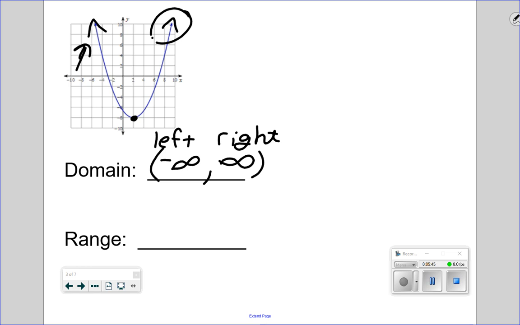It can be anything. That's what we're saying here, that the x values can be anything, because the graph will continue to go to the left forever and continue to go to the right forever. Now, range is going to be a bit different. It does have a stopping point.